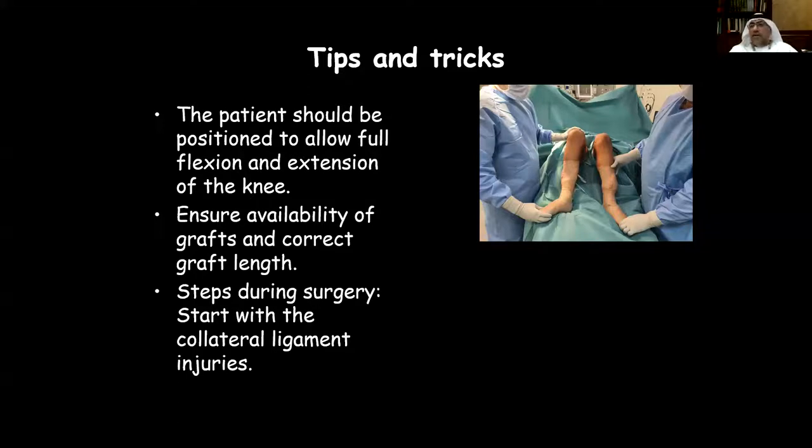And usually you need to have exploration for the collateral ligament first. Why do you need to start there? Because if you start with the intra-articular ligament first, then there will be extravasation of the fluid. And then doing the approach, especially for the posterior lateral corner, it will be extremely difficult to visualize and identify the nerves and the tendon. So do your open procedure first, explore it, then go to the arthroscopy, because the arthroscopy is easy, you're used to it.